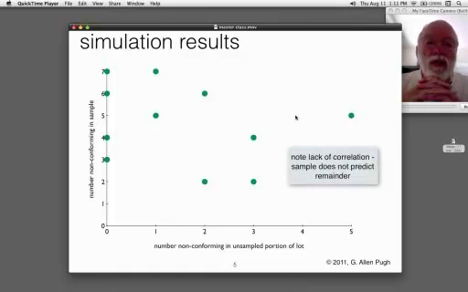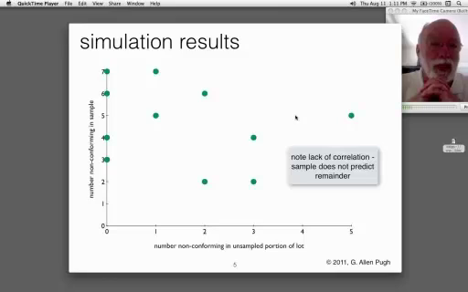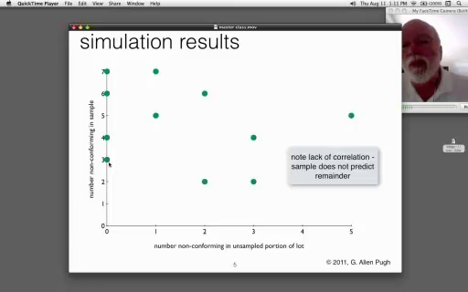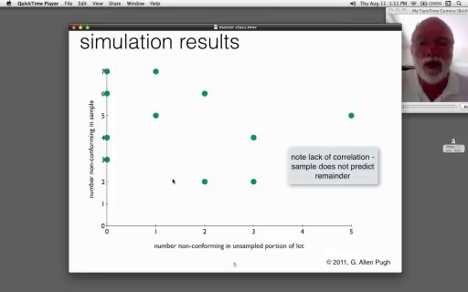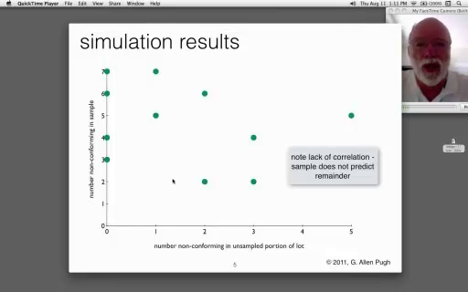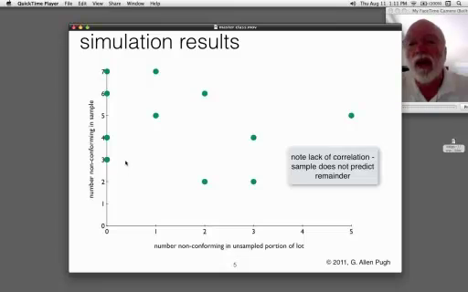Notice that there is a perfect lack of correlation between the number of non-conforming parts in the sample and the number of non-conforming parts in the unsampled portion of the lot. That is, you can draw a straight line through here at almost any angle arbitrarily. There's clearly no strongest or best fit straight line. So if you have very few non-conforming items found in the sample, you may have a lot, or very few, found in the unsampled portion of the lot.